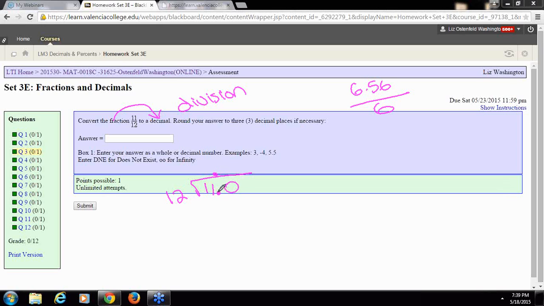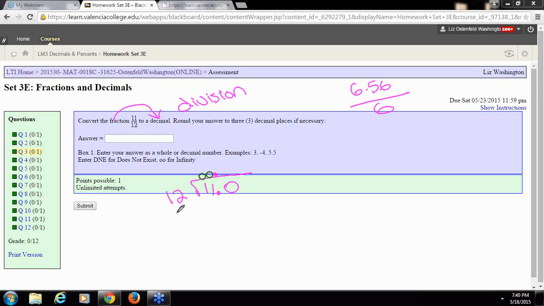So now, instead of asking myself how many times does 12 go into 11, I'm really going to ask myself how many times does 12 go into 110? Because I know that 12 cannot go into 11, but it can go into 110.